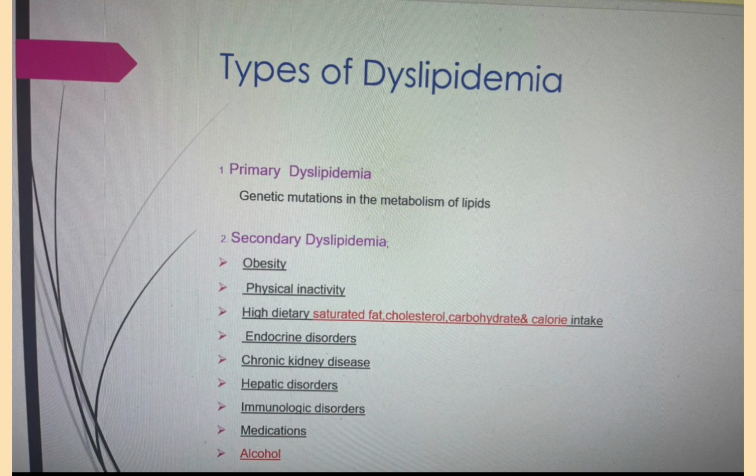The immunological disorders, which is SLE or systemic lupus erythematosus: there is decreased production of HDL or there is dysfunctional HDL, which leads to dyslipidemia. Then the medications: corticosteroids, beta blockers, oral contraceptives, and antiretroviral agents can affect the metabolism of lipoprotein, leading to altered lipids and dyslipidemia.